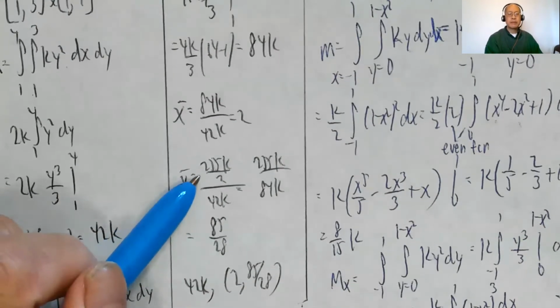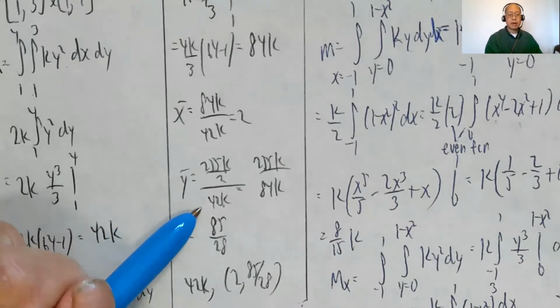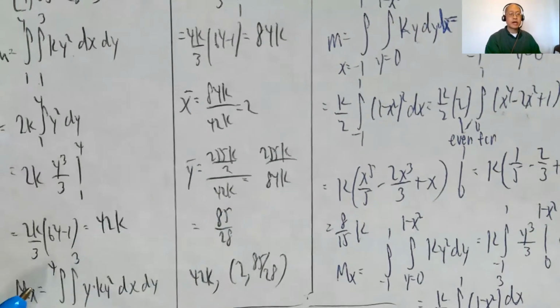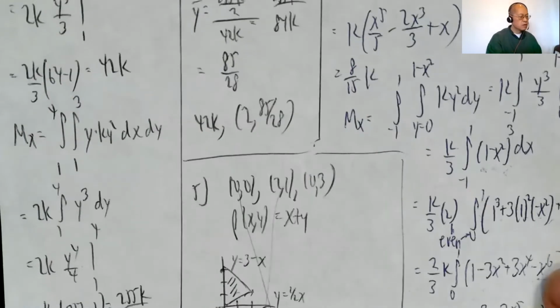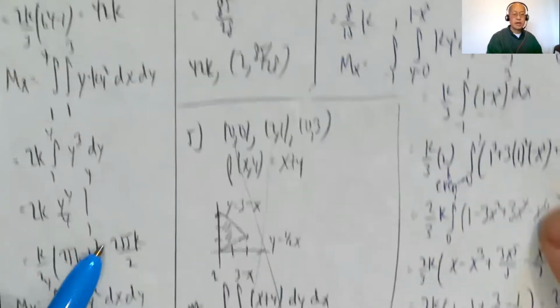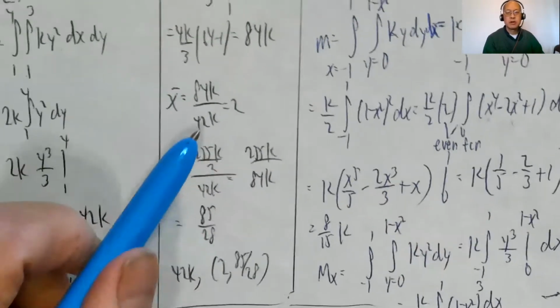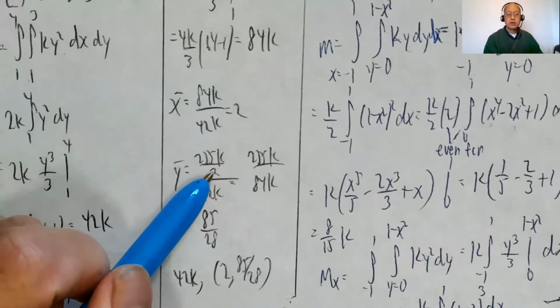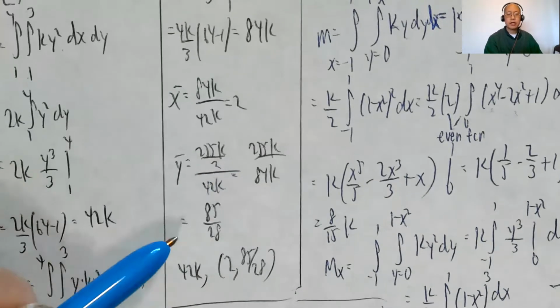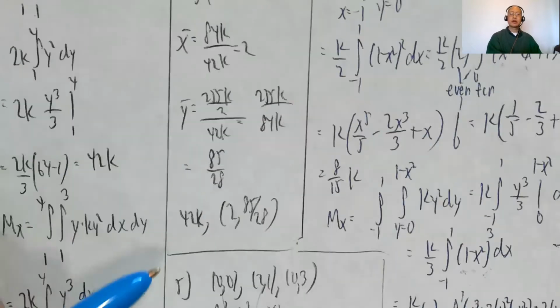Then y bar is m sub x divided by the same m, so 42k stays in the bottom. And the numerator is m sub x. We got that to be 255 over 2, somewhere over here. 255k over 2. This 2 is allowed to slide down with the 42. So 255k over 84k reduces to 85 over 28.